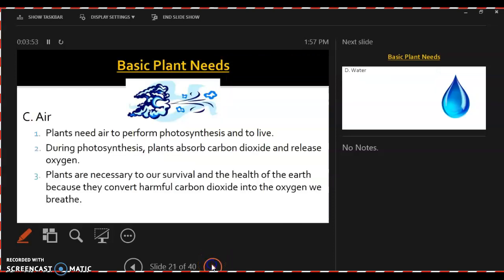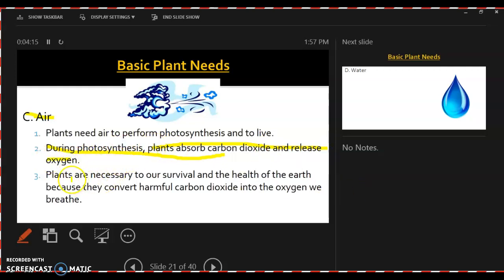The next basic plant need is air. Plants need air in order to photosynthesize. During photosynthesis, plants absorb carbon dioxide and release oxygen. I don't know why I can't highlight today. During photosynthesis, the plants absorb carbon dioxide and release the oxygen.